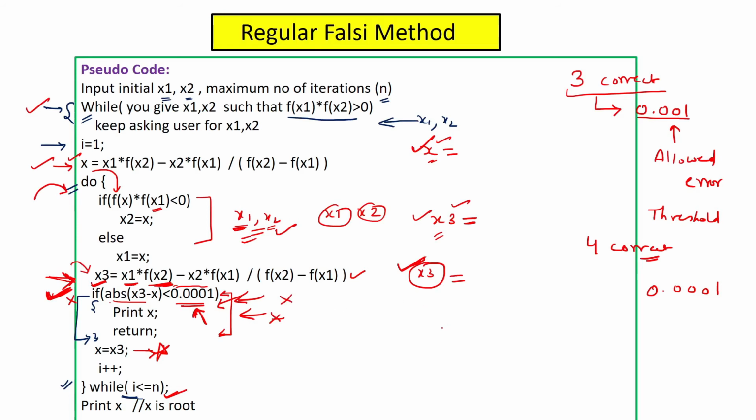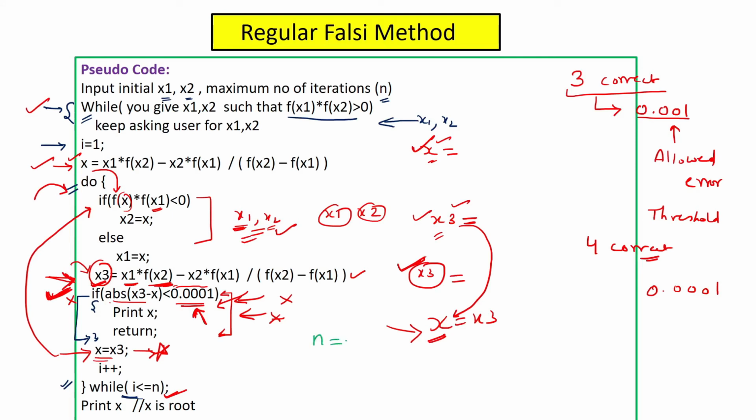So what you have to do is, when you go to the next iteration, you have to say that x equal to x3. That means this previous x3 will come into this x. And then if you go through this process, here you have got a new value of x, and then x3 will be calculated based on the new x1 and x2. So I think you have understood why this condition is important.